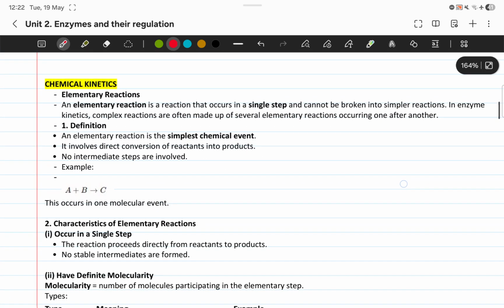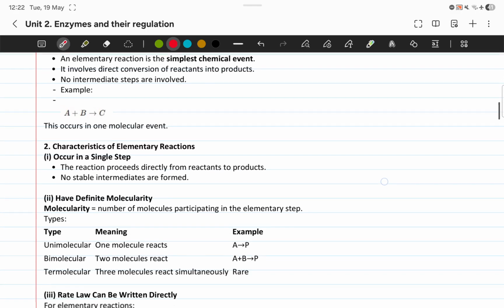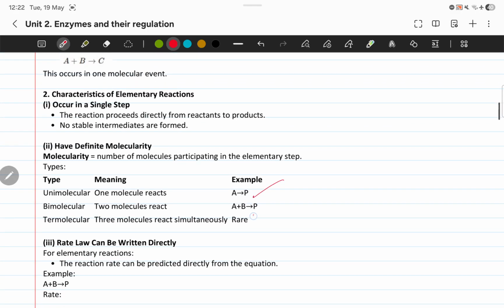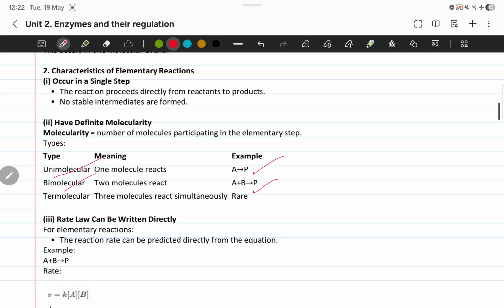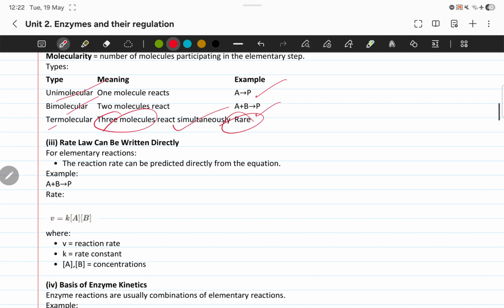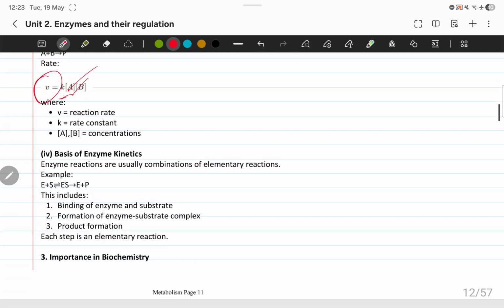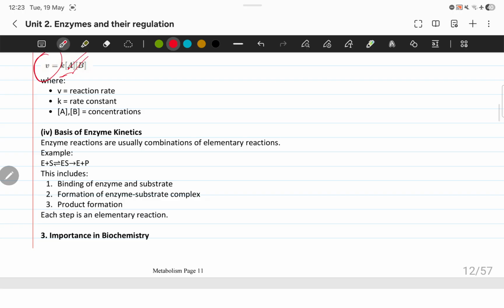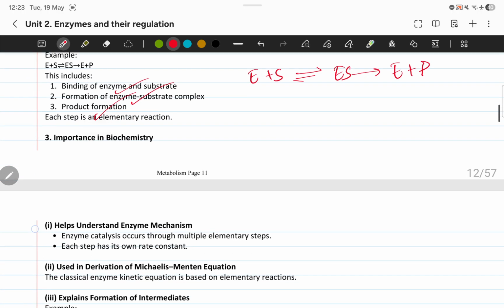What is chemical kinetics? A plus B gives C, the simplest chemical reaction, occurs in a single step: A to B, or A plus B. Unimolecular, bimolecular, termolecular; three molecules is rare. The rate of kinetics can be written as velocity equals K times the concentration of substrates A and B, right? So the basis of enzyme kinetics: enzyme plus substrate make an enzyme-substrate intermediate, which gives enzyme and product. This includes binding of enzyme and substrate, formation of the enzyme-substrate complex, and product formation. Each step is elementary in a reaction.